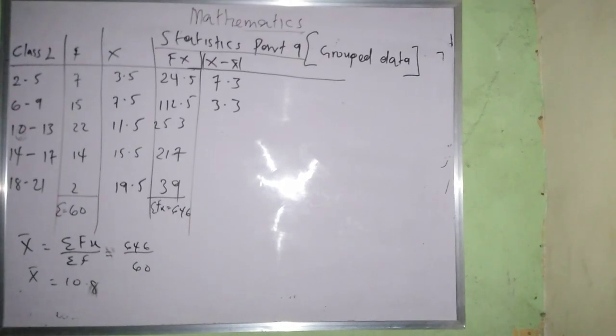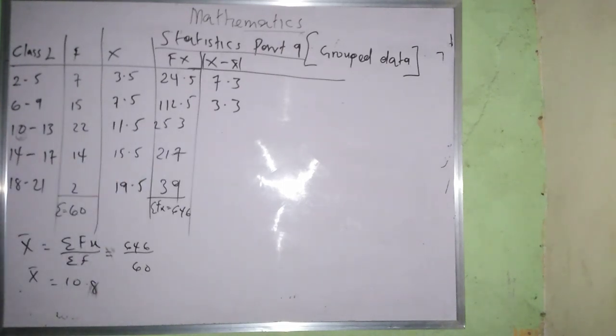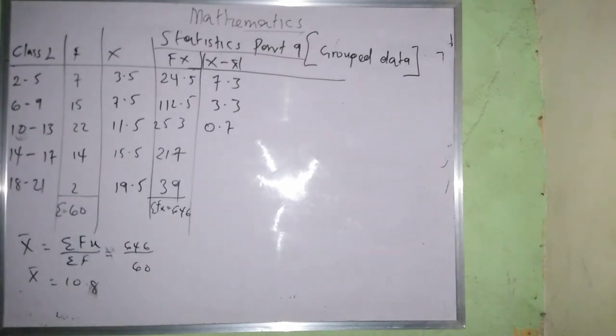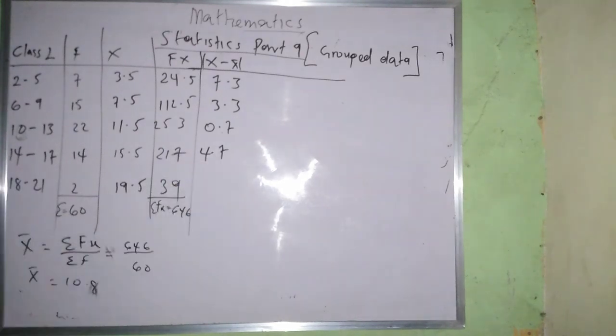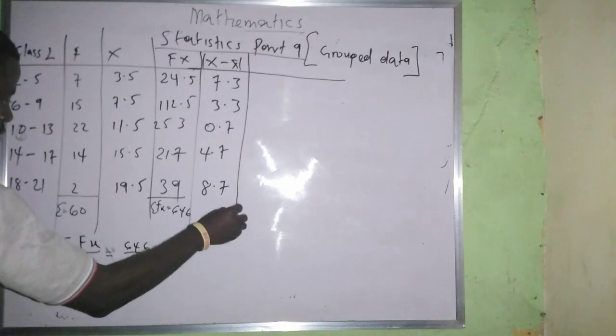Okay, now I have this. If I do the same thing here, I'll be having 0.7, then once again 4.7, and 8.7. That's the first thing you do.